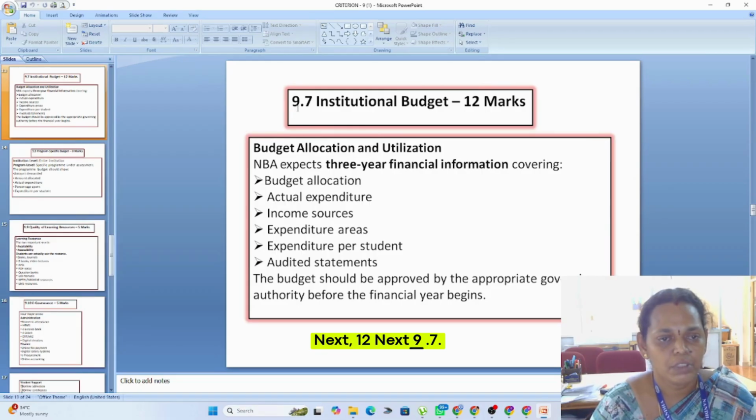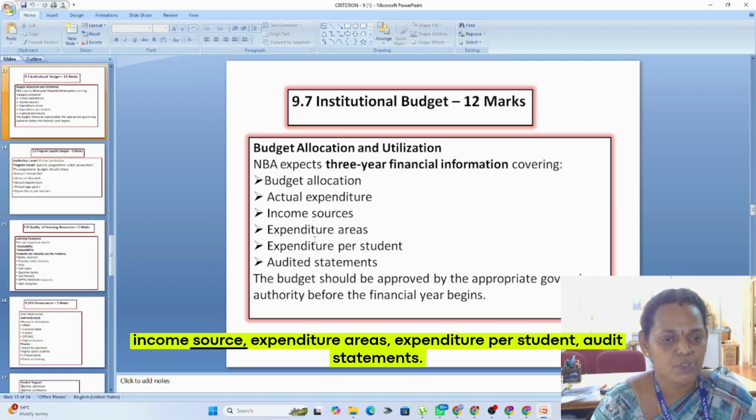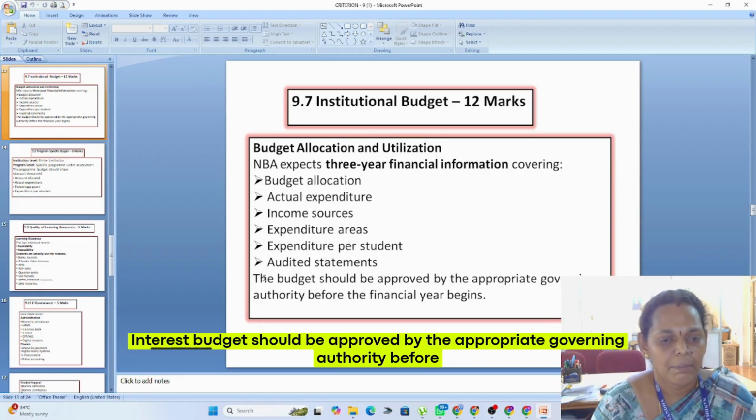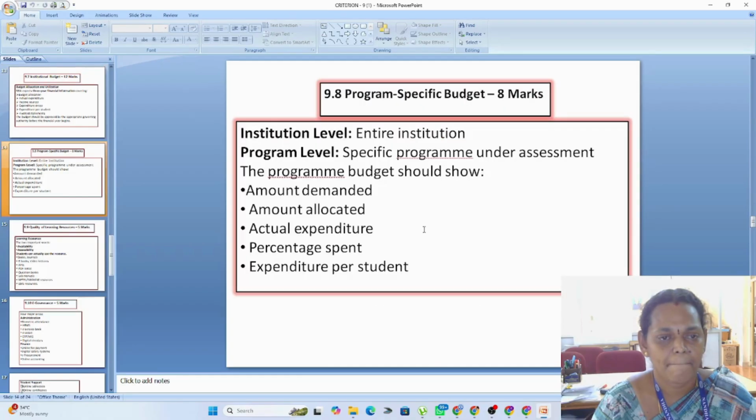Next to move to 9.7 institutional budget with 12 marks. Budget allocation and utilization. NBA expects 3-year financial information covering budget allocation, actual expenditure, income source, expenditure areas, expenditure per student, audited statements. The budget should be approved by the appropriate governing authority before the financial year begins.